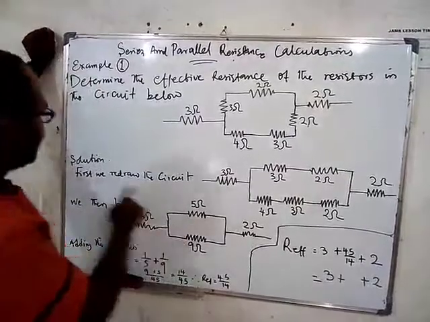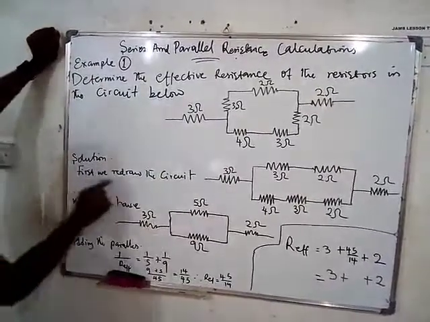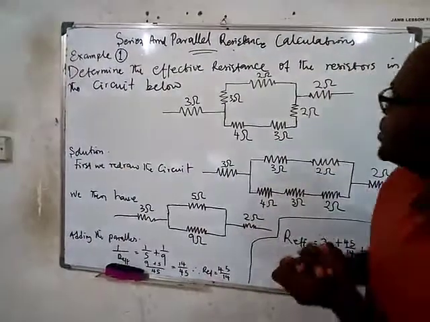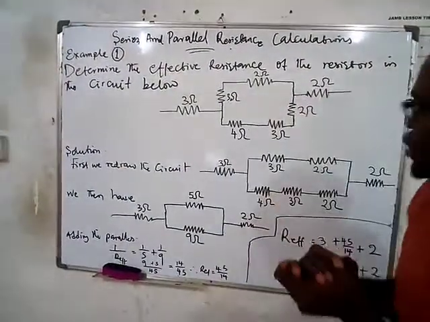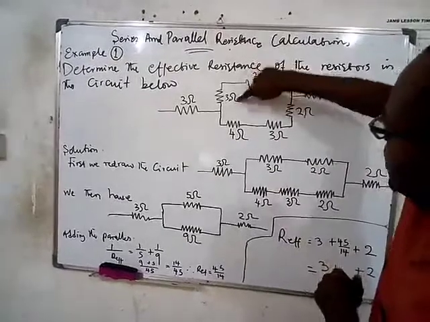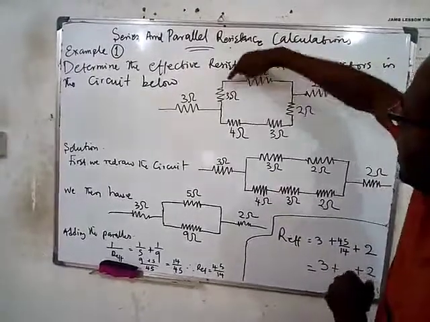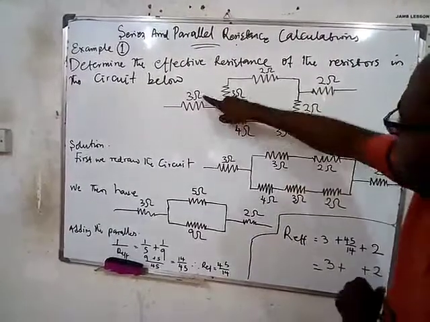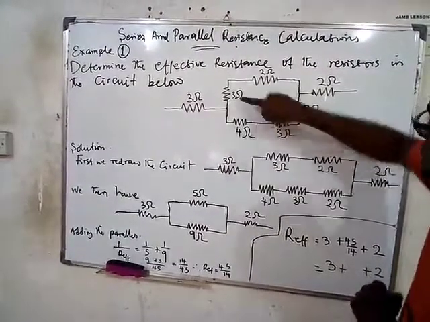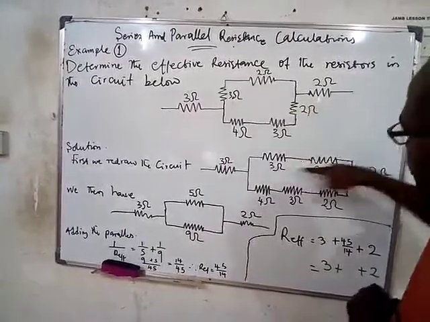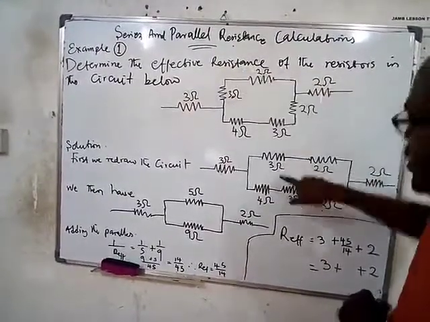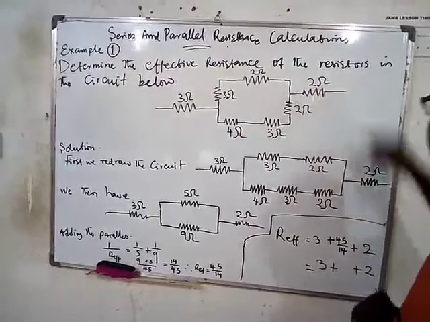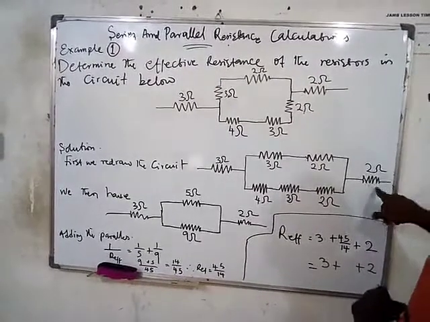First of all, in the solution, we say first we redraw the circuit. We have to redraw the circuit so that we have the right picture. If you look at this 3 ohm resistor and this 2 ohm resistor, you see that they are in series, and that's why here now I connected them in series. This 3 ohm resistor is this one, but this one and this one, I now put them in the normal way that they should be. So you now have 3 ohm resistor here and 2 ohm resistor. Now connected, here we have 2 ohm resistor.